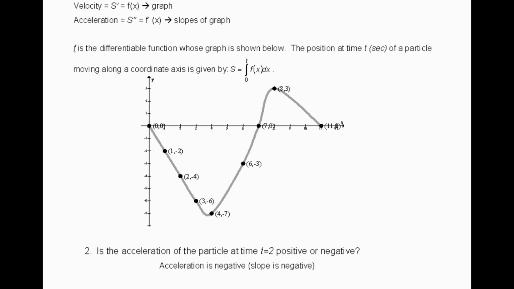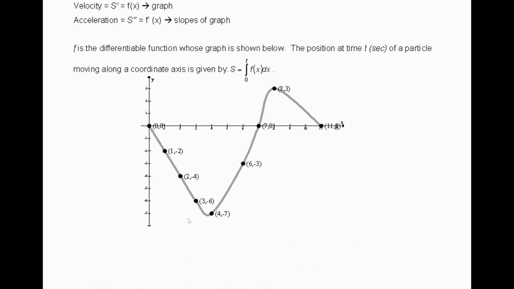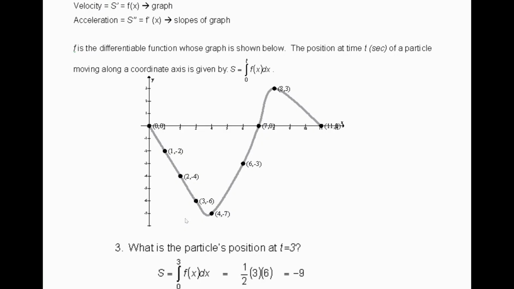Next up, let's take a look at what the particle's position is at time 3. Now remember, the position is going to be the integral of the velocity. So I've got a nice straight line here running between 0 and 3. If we're talking about the integral, I'm going to find the area between this line and the x-axis. That would be in the shape of a triangle here, so I'm going to say 1/2 base times height. And we end up with an answer of -9.